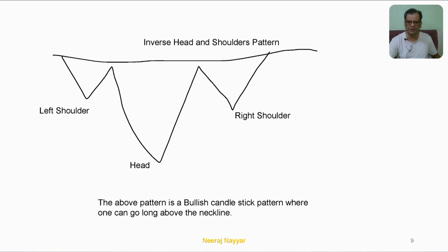This is like a human. This is your head, this is your right shoulder, this is your left shoulder. So this is the reverse, basically, as if you're hanging upside down. So you can take an entry at the break of the neckline or a retest of the neckline, and the stop loss will be below the right shoulder.